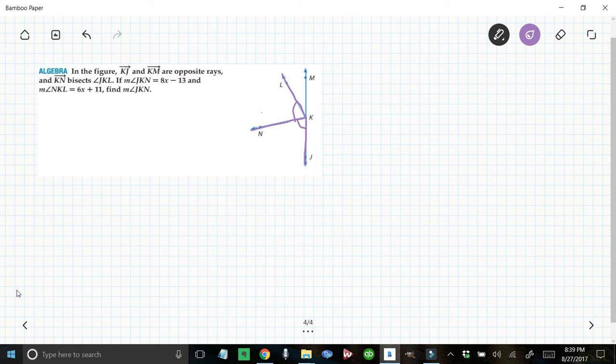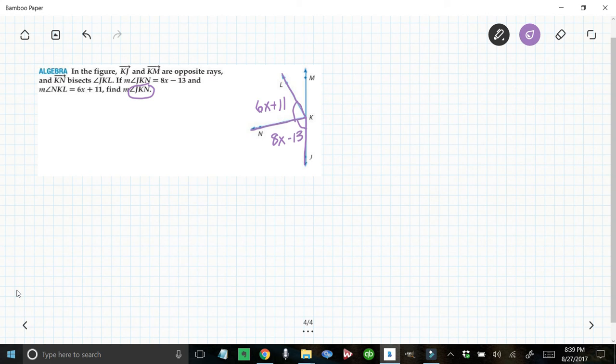So angle JKN, that's this angle here, is 8x minus 13. And angle NKL, this angle here, is 6x plus 11. And they want us to find angle JKN, and I'm just going to circle that so that I know what I'm asked to find in the end.